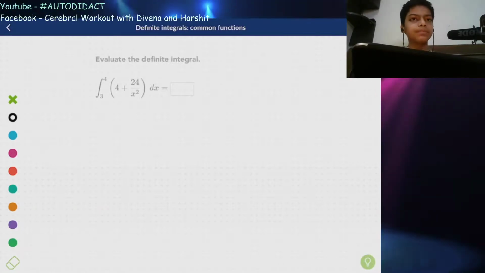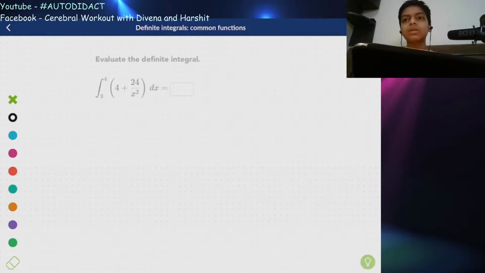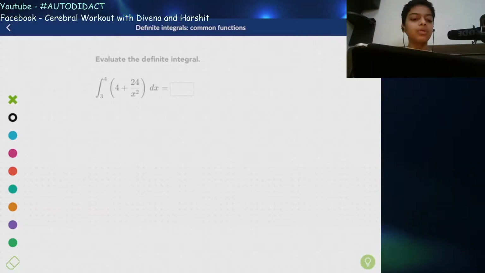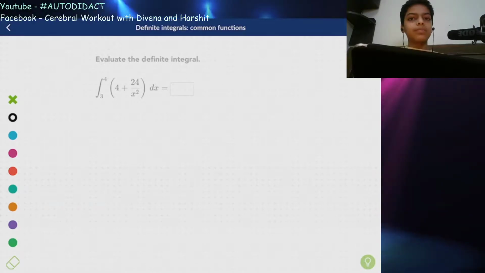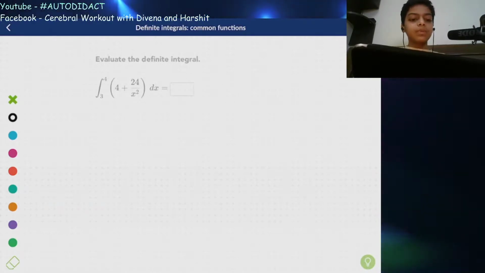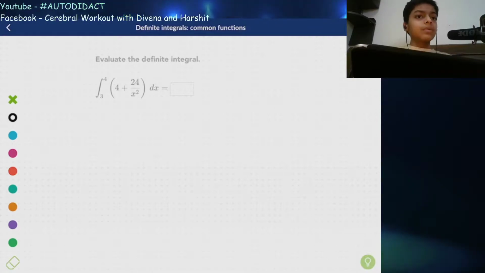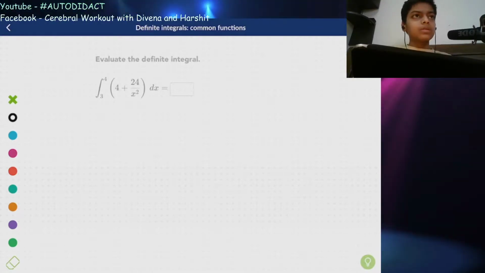Okay, so this one is the definite integral from 3 to 4 of 4 plus 24 over x squared dx. Okay, so this one will be like this.